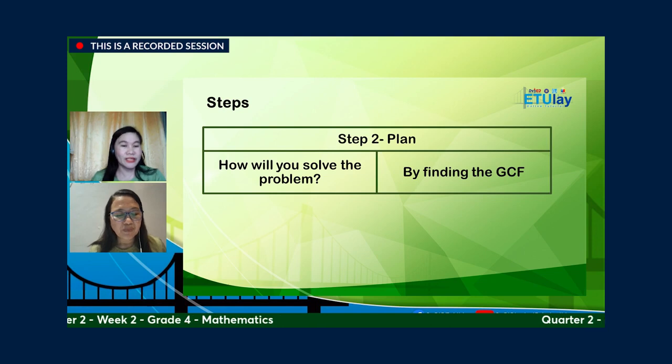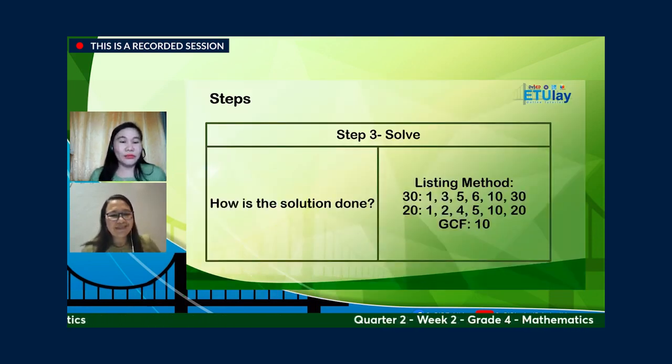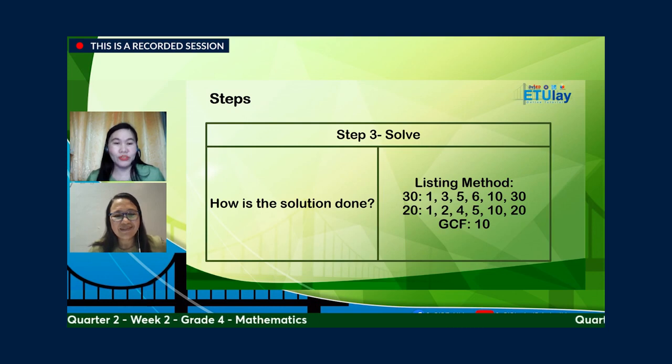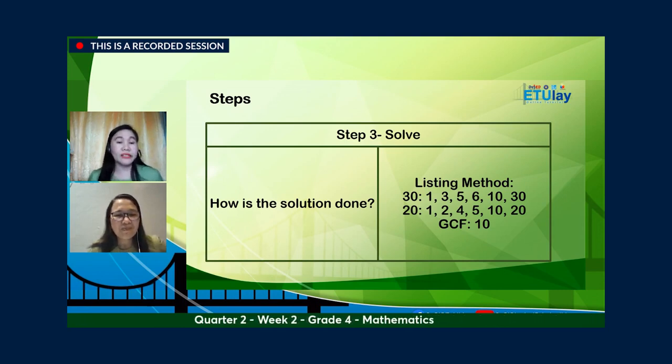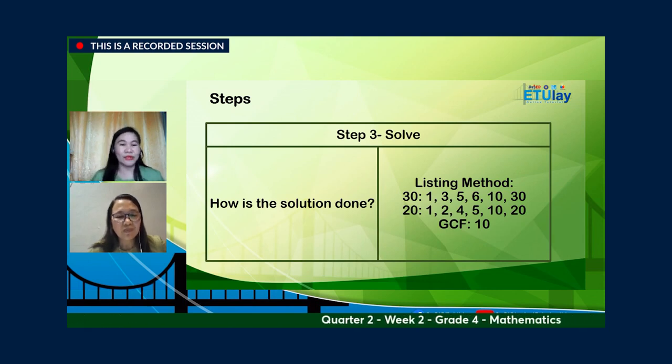Okay, so ready na tayo for step 3. So, we are done with step 1 and 2. So, move na tayo sa step 3, which is solve. So, how is the solution done? So, napag-aralan natin sa lesson 1 natin in this module that there are 3 methods in finding the GCF. Okay, ulitin natin, listing method ang nauna nating gagamitin dito sa problem na to.